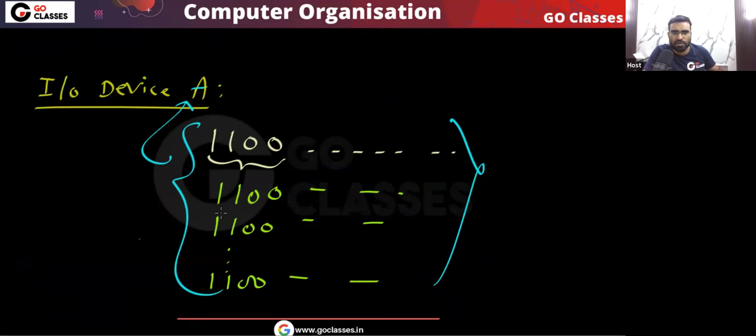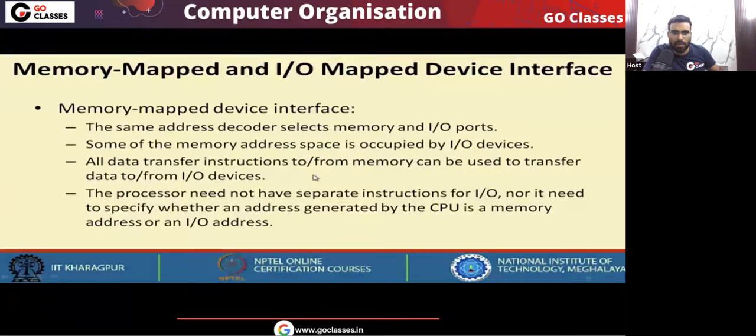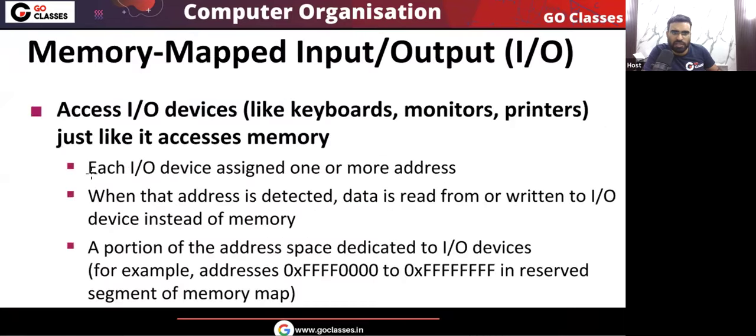Okay, is this clear? So IO device A has multiple addresses. In the memory mapped IO, remember, let me explain this. You can easily see that each IO device has one or more addresses. Is the first point clear to everyone? That in the memory mapped IO, each IO device is assigned one or more addresses.